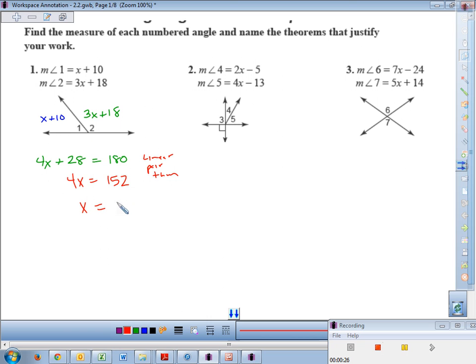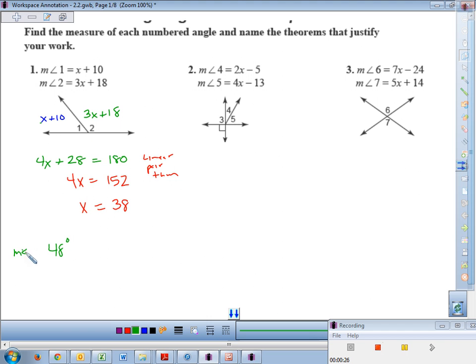And 4 goes in there 3 times with an 8 left over. Right, 38. Now, are we done? We're not? What do they want then? The measure of each angle, right? So how would we do that? Let's substitute 38 back in for x. We can do that mentally. What's 38 plus 10?